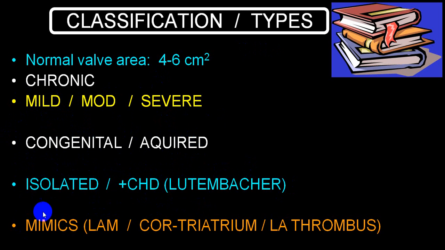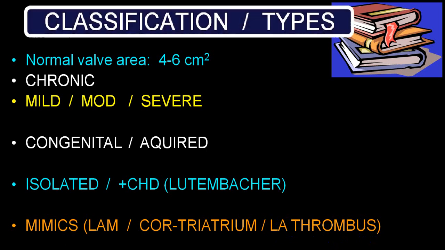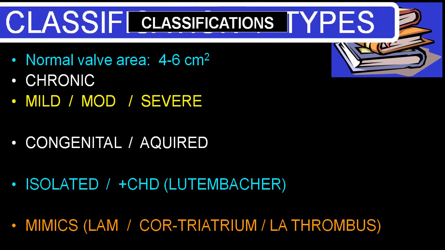There are some conditions which mimic mitral stenosis. The pathophysiology is just like mitral stenosis, but there is no involvement of the mitral valve. That is left atrial myxoma. A second condition is cor triatriatum, and one more condition is a left atrial thrombus, a ball valve thrombus of the left atrium. We'll be discussing the pathophysiology shortly.